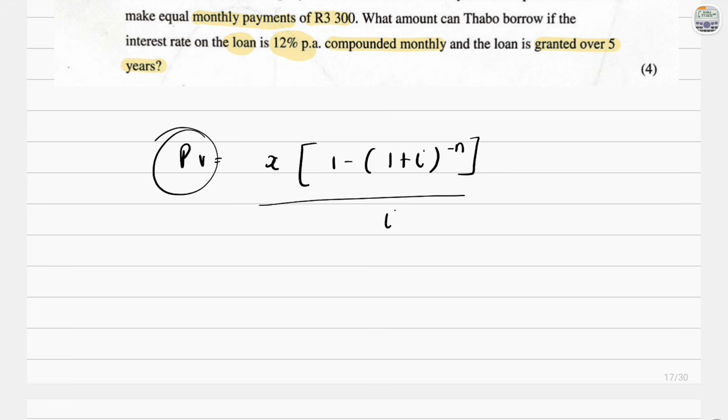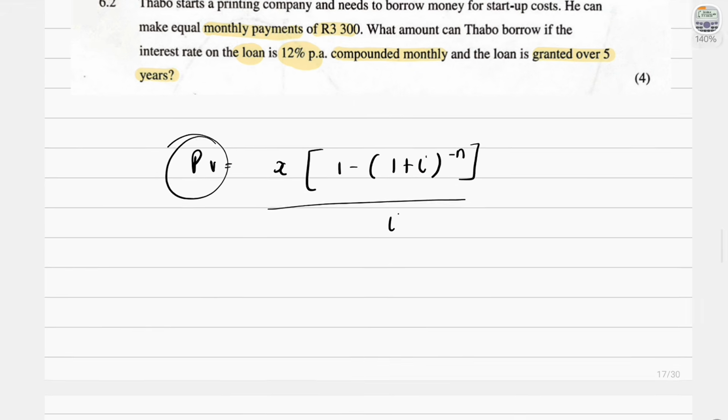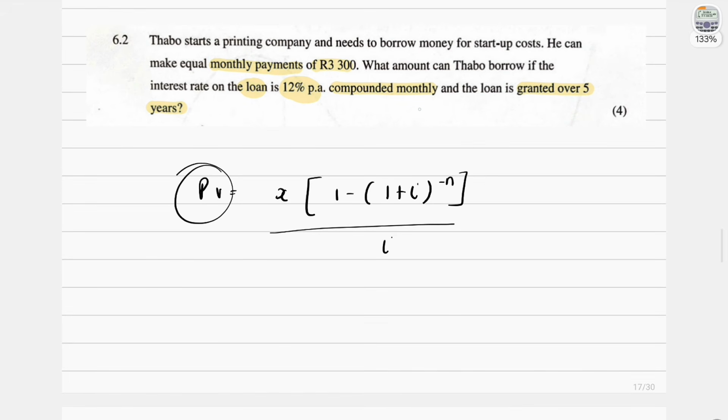That is the amount that is owed depending on the time period you're at. So clearly, in this question, they're asking us, what amount can Tabo borrow if the interest rate is this? So this is what they're asking for, the present value. So find out what his loan amount must be. They have told us that X is 3,300, they told us the interest, and they told us that this loan goes over for 5 years.